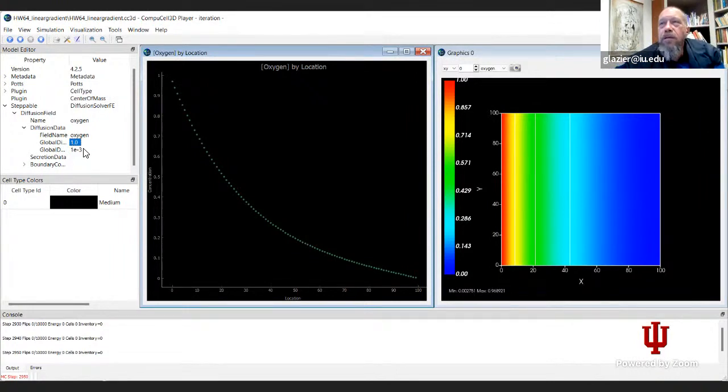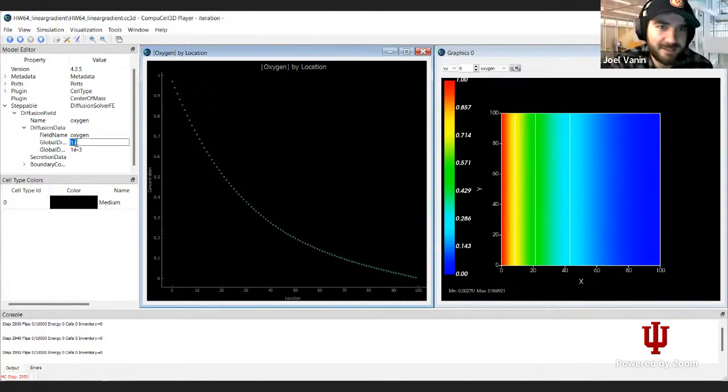So why don't you make the global decay constant... Somebody want to vote bigger or smaller? The diffusion constant, bigger or smaller? Let's go small. I want to see that line touching the bottom. How small? Give me a number. What do you want? Like 0.2? Sure.